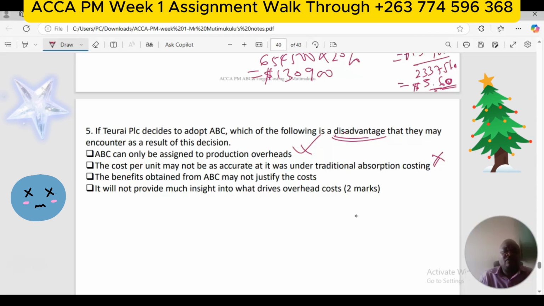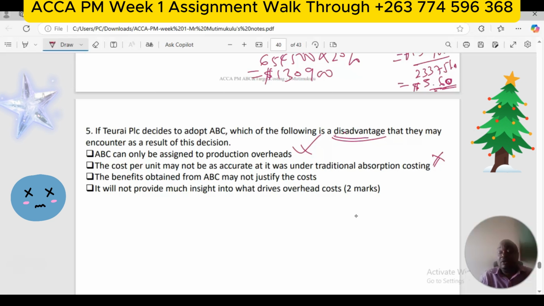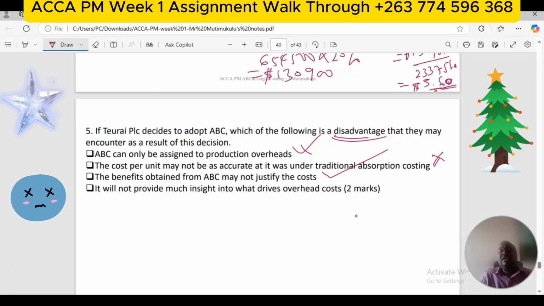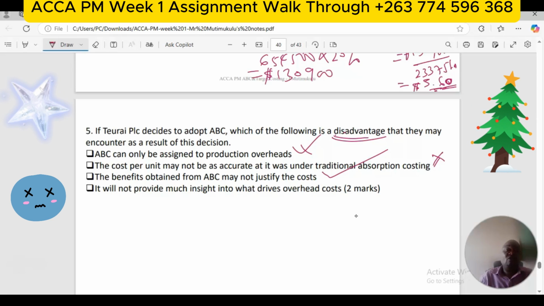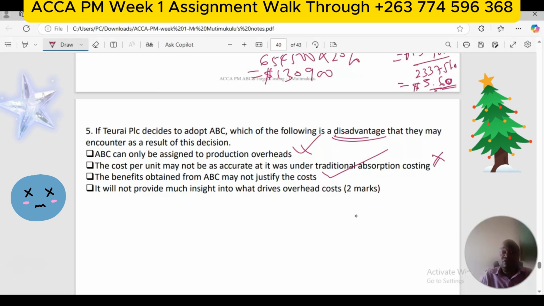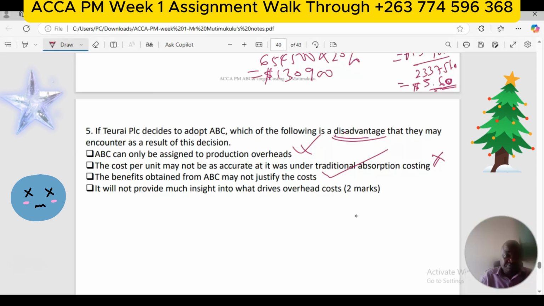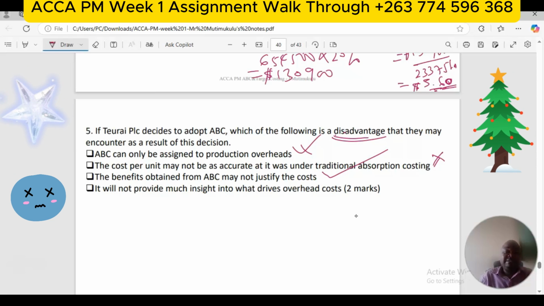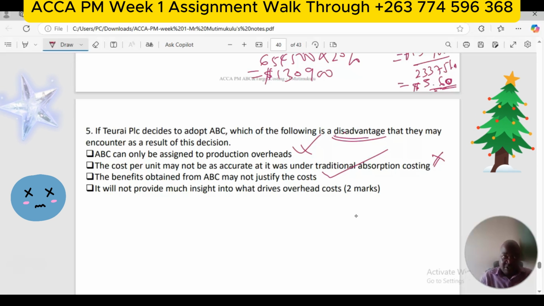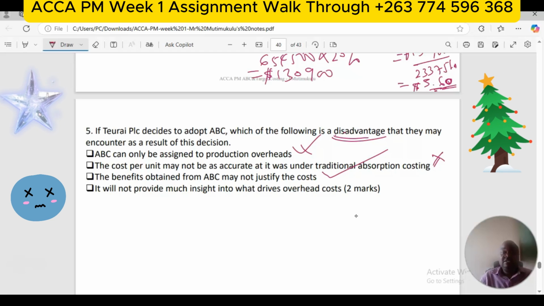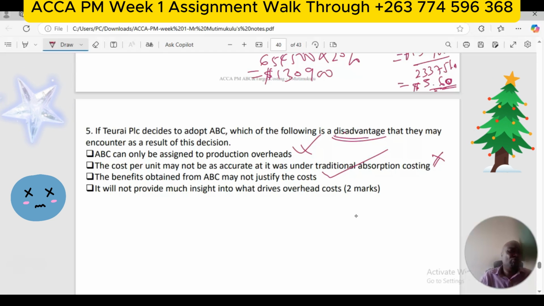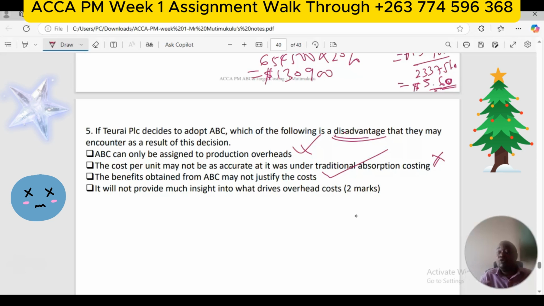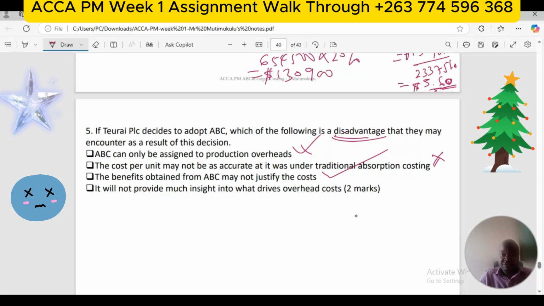The benefits obtained from ABC may not justify the cost. This is actually correct. In implementing ABC, there are costs that are involved. There is no free lunch. There are costs to be considered as well. So you, as a cost accountant, need to assess the cost versus benefits. Sometimes the benefits will be too low, and it becomes costly to implement ABC. So that one is a disadvantage.